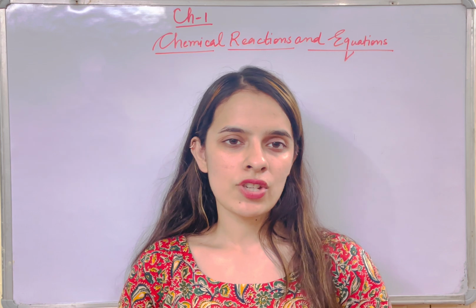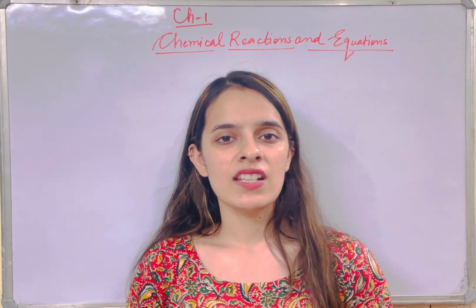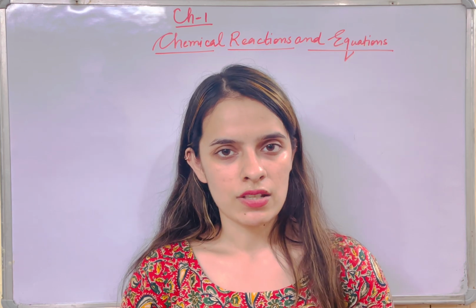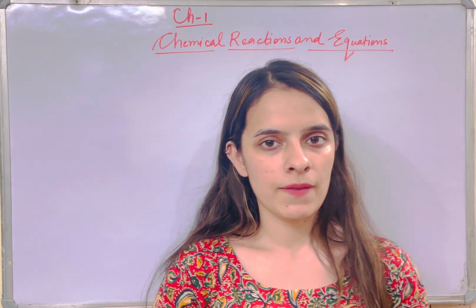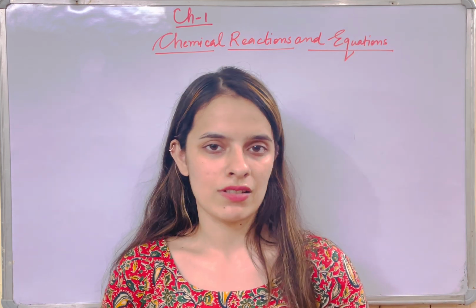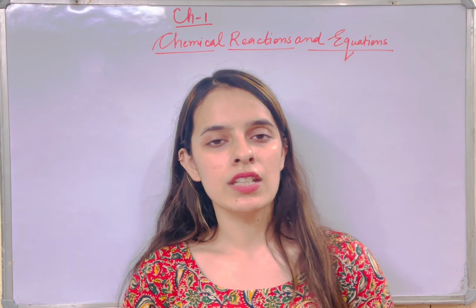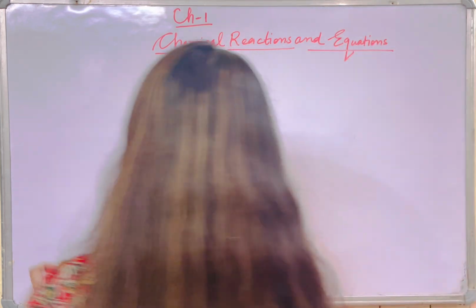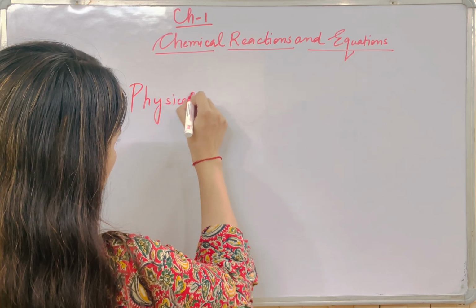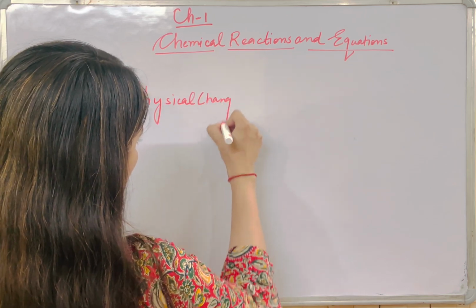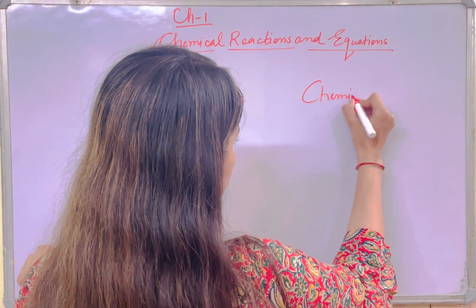So all these changes, when we study them, then we come to know that there is a difference between these two changes. So what are the two types of changes? Physical changes, and the second one is chemical changes. So firstly, I'll be going to tell you about the differences between these two changes. So one is physical changes, and the second one are chemical changes.